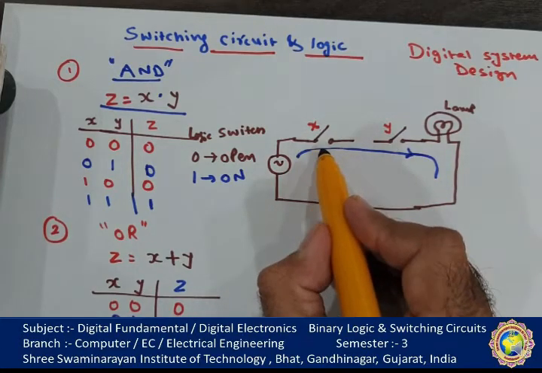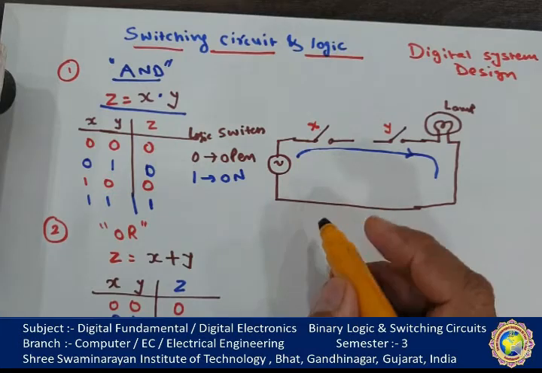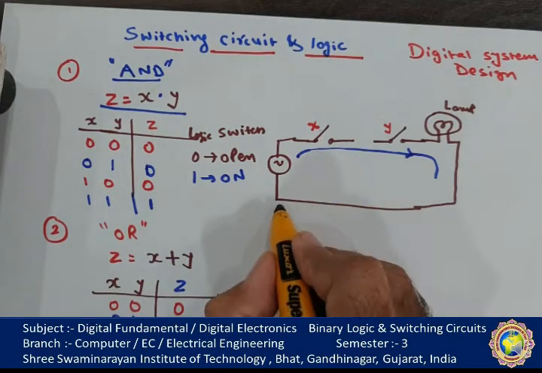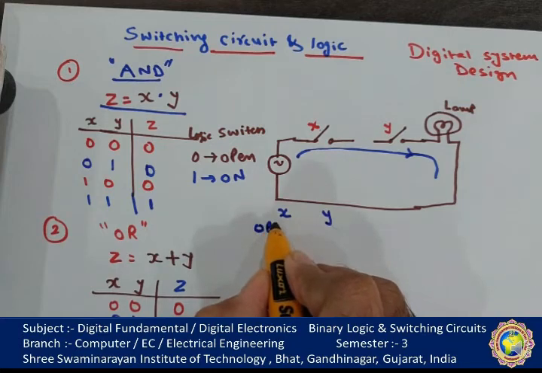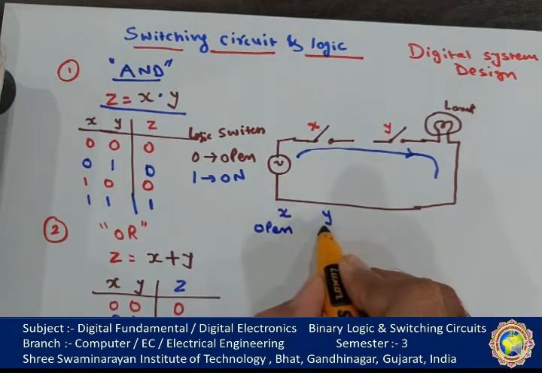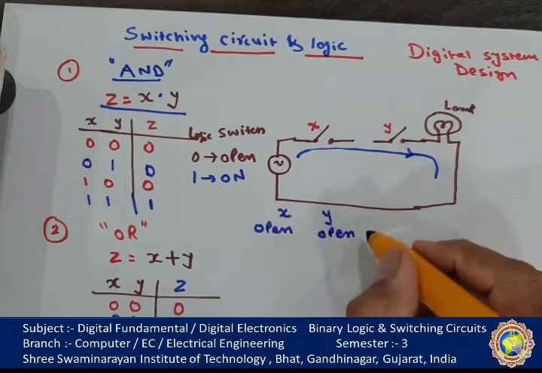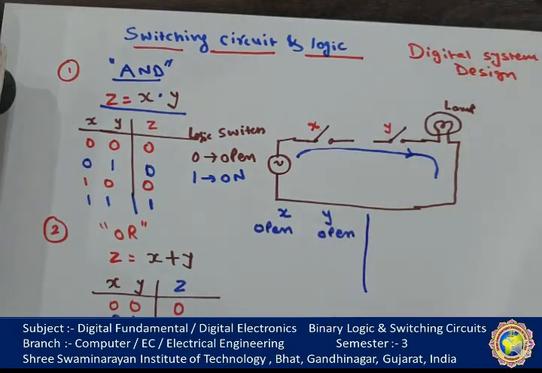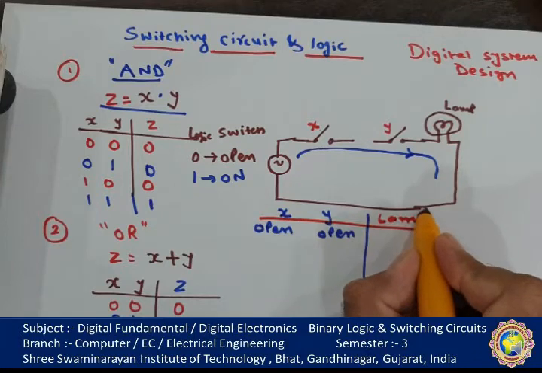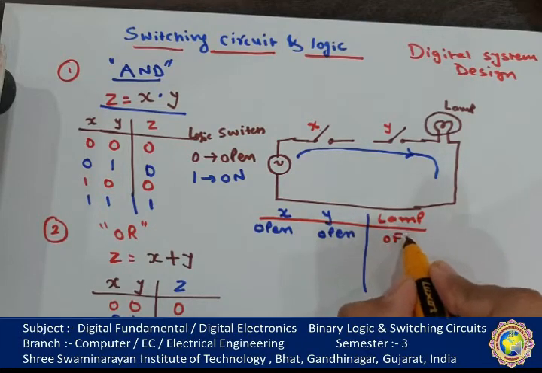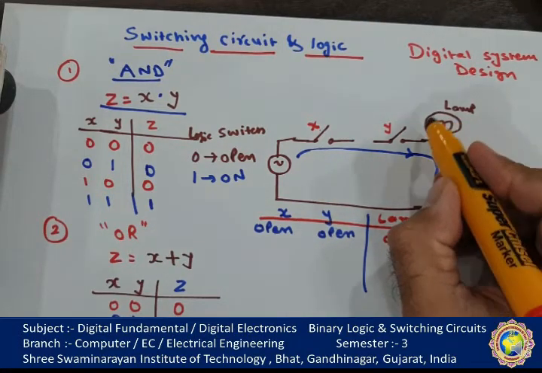If X is open and Y is open, what is the condition of the lamp? The lamp is off because the current cannot flow.